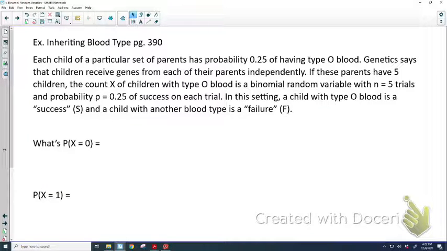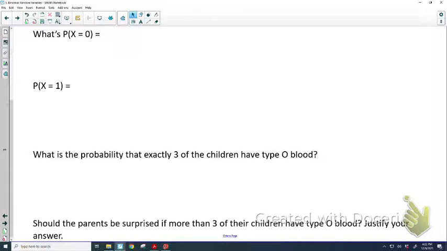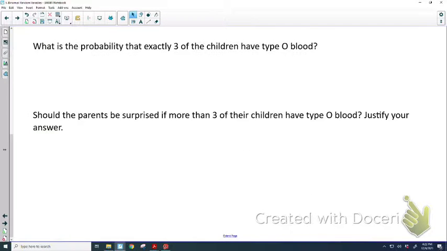In Stats on Wednesday, we finished up this type O blood problem. We had already started this one. So a kid has a 0.25 chance of having type O blood, and this family's having 5 kids. Supposedly it's all independent, what type of blood they have. And we got down to, I believe, this part right here. And I just wanted to show you in words what it looks like to write P of x equals 3.